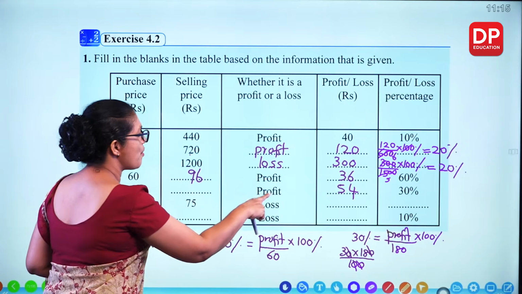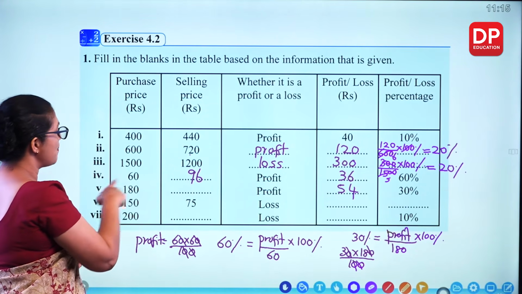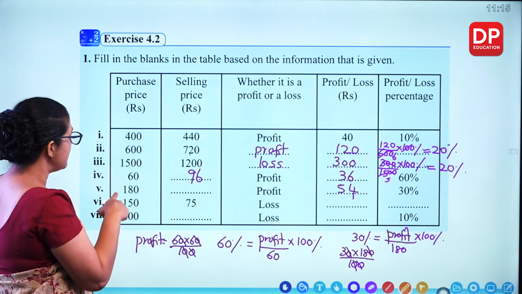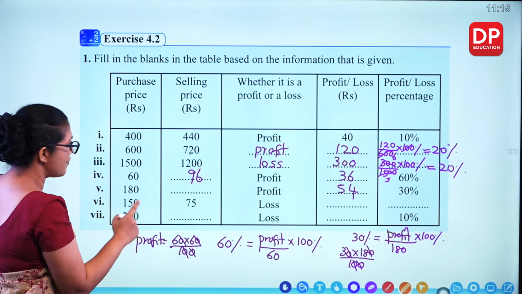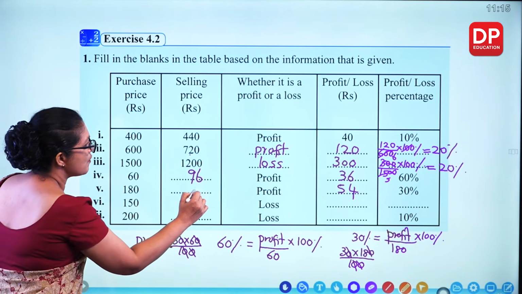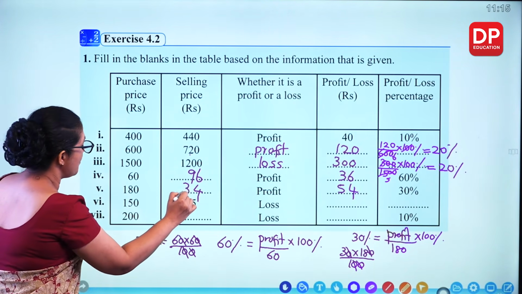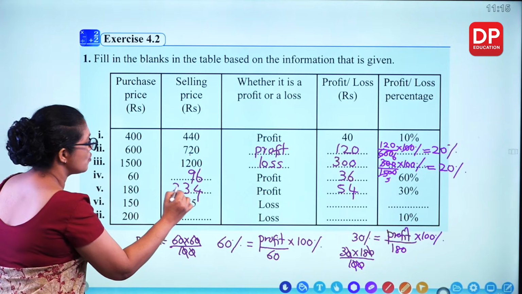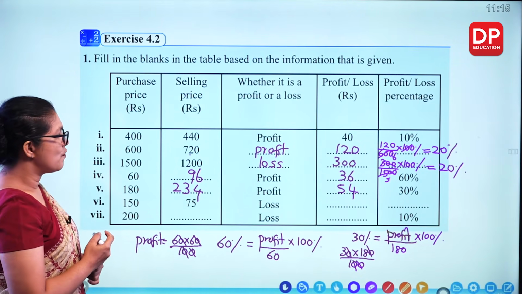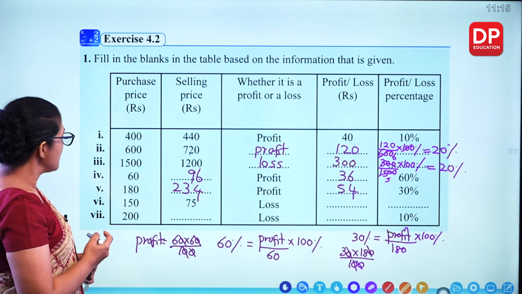If this is a profit, so what's the selling price? You have to add 54 to 180. So you get 4, 3 and 2, 234 rupees. This one.